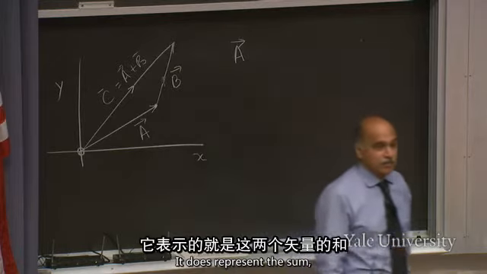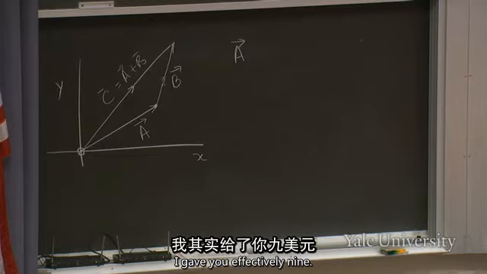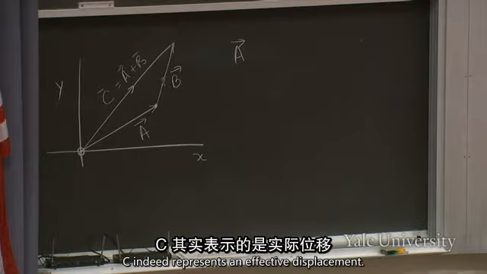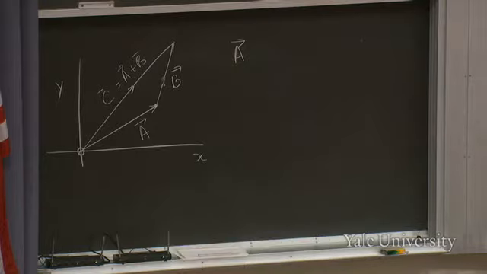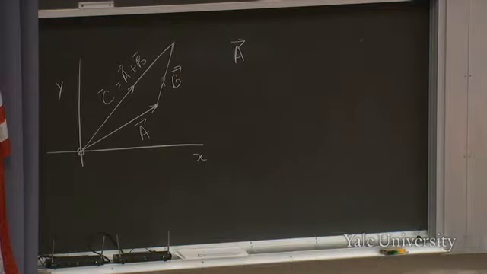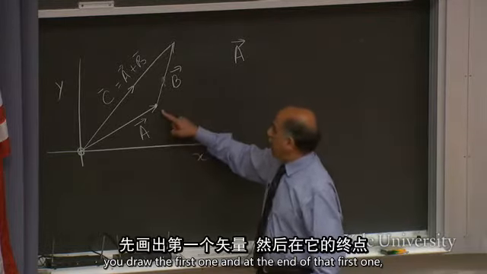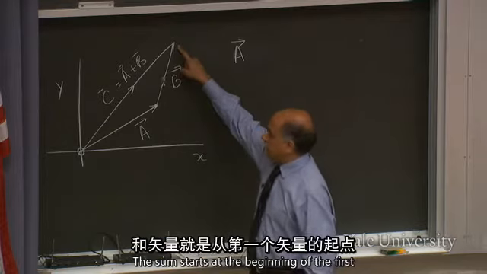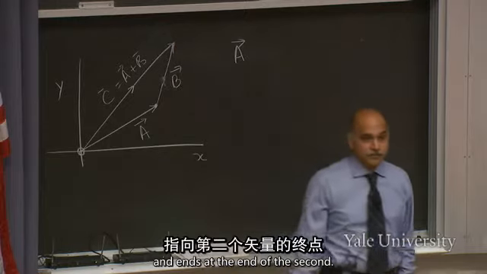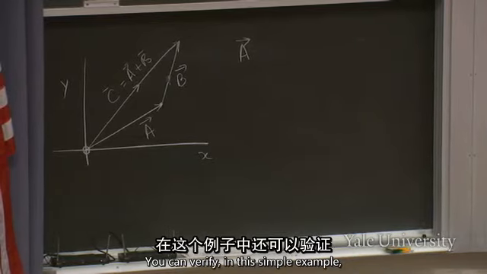It does represent the sum in the sense that if I gave you $4, then I gave you $5, I gave you effectively 9. Here we are not talking about a single number, but a displacement in the plane, and C indeed represents an effective displacement. This is the rule for adding vectors, and it has its origin in this simple example. So the rule for adding two vectors is you draw the first one, and at the end of that first one, you begin the second one, and the sum starts at the beginning of the first and ends at the end of the second.